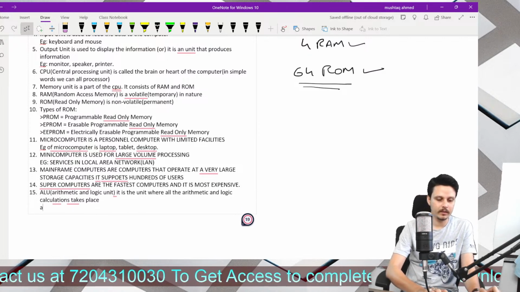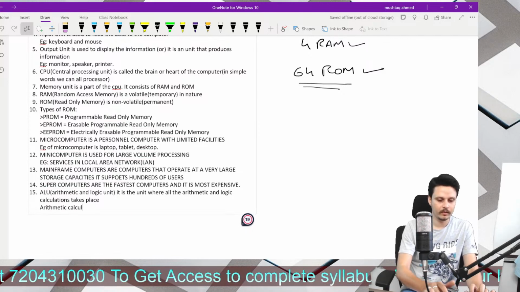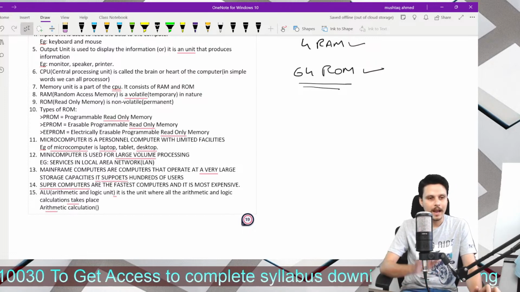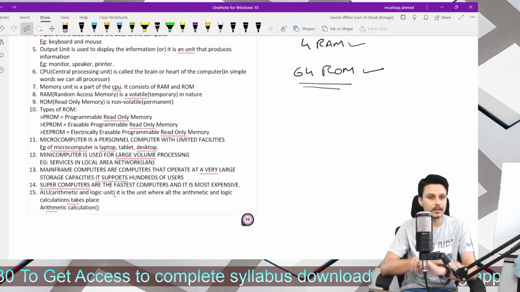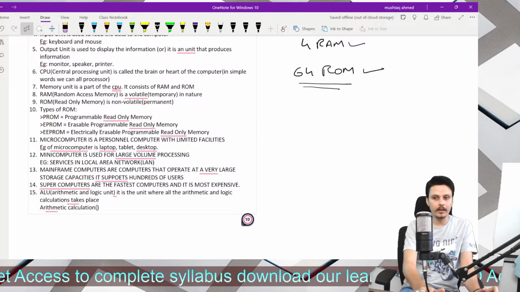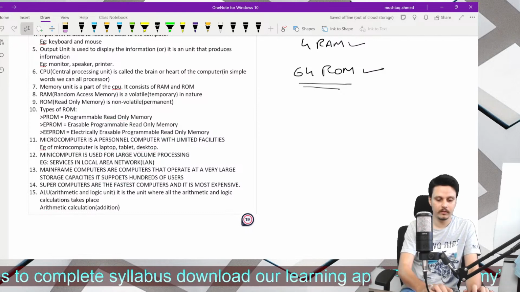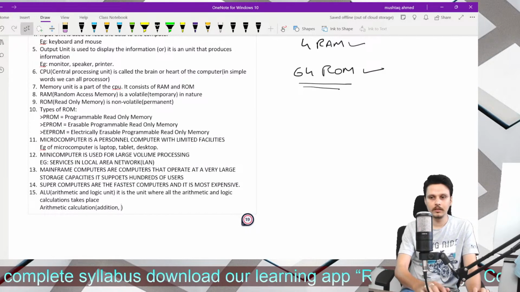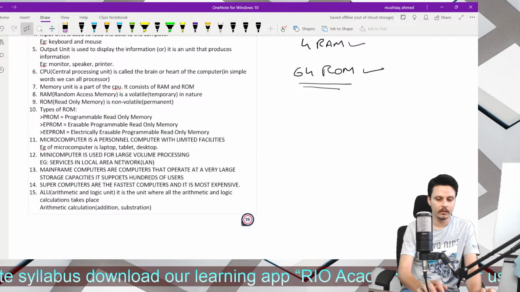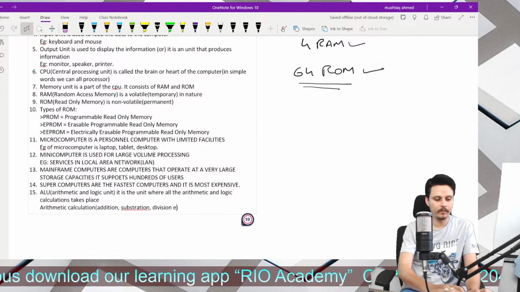Arithmetic calculations mean addition, subtraction, multiplication, division, modulus, percentage, everything comes under arithmetic calculations. I'll write a few of them: addition, subtraction, division, etc.